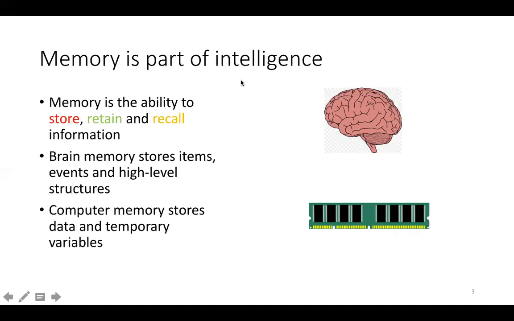Okay, for the introduction. So I think all of us agree that memory is a part of intelligence. Intelligence requires memory. And basically, memory is the ability to store, retain, and record information. Human memory stores items, events, and very high-level structured concept knowledge, while the memory of the computer stores data and temporary variables of programs. So although they're different, the basic concept stays the same. They all try to store, retain, and recall.